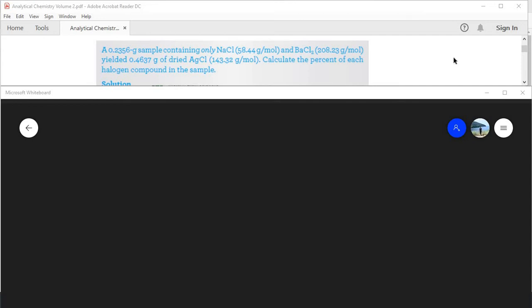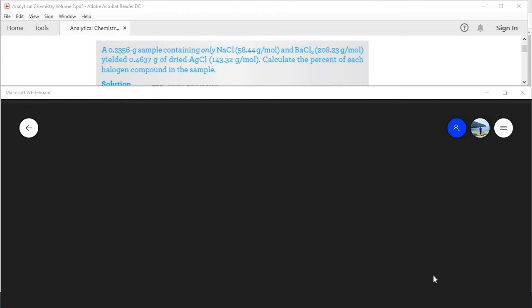This is example 3 from the module. A 0.2356 gram sample containing only sodium chloride and barium chloride yielded 0.4637 grams of dried silver chloride. Calculate the percent of each halogen compound in the sample.